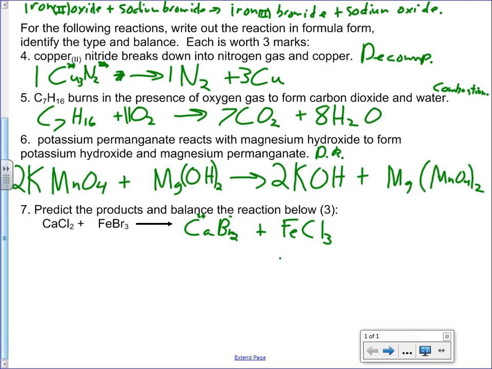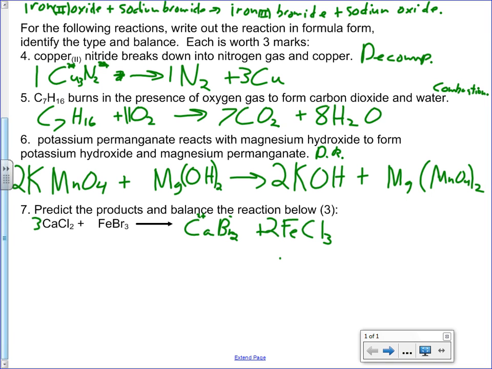Okay, final mark for balancing. So here's what we have to do. Essentially, I can start with anything I want, because everything's about the same number. So let's just start with chlorine. There's 3 chlorine over here, but there are 2 over here. Lowest common multiple, 6. So 3 times 2 is 6. 2 times 3 is 6.